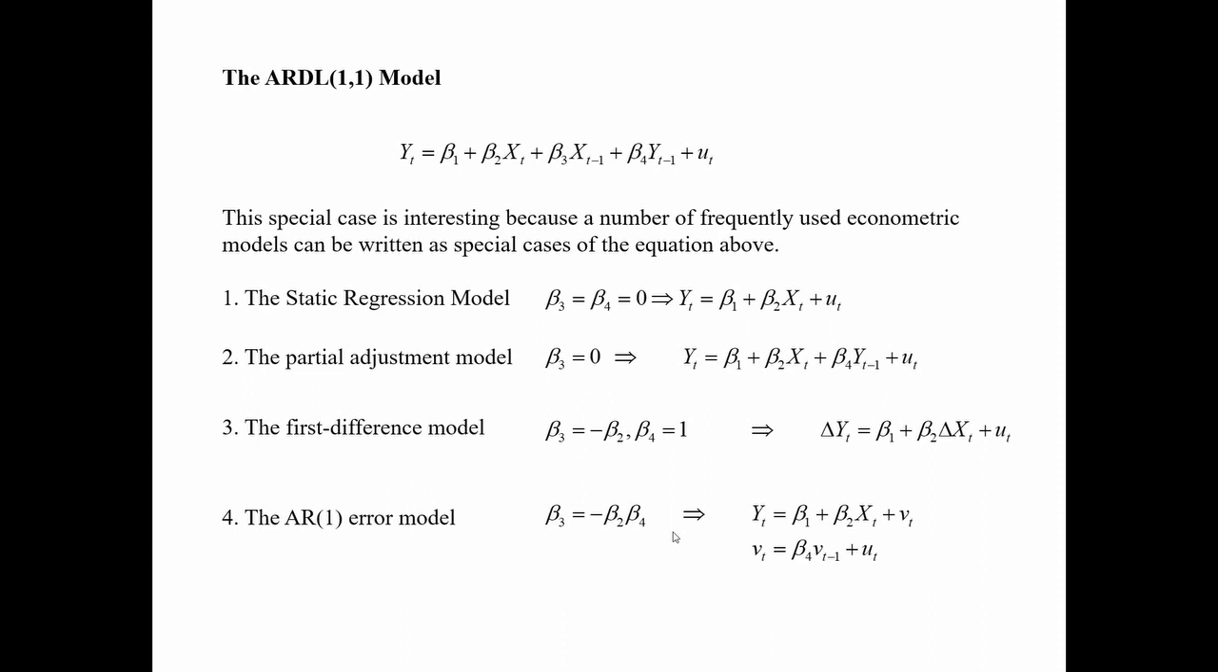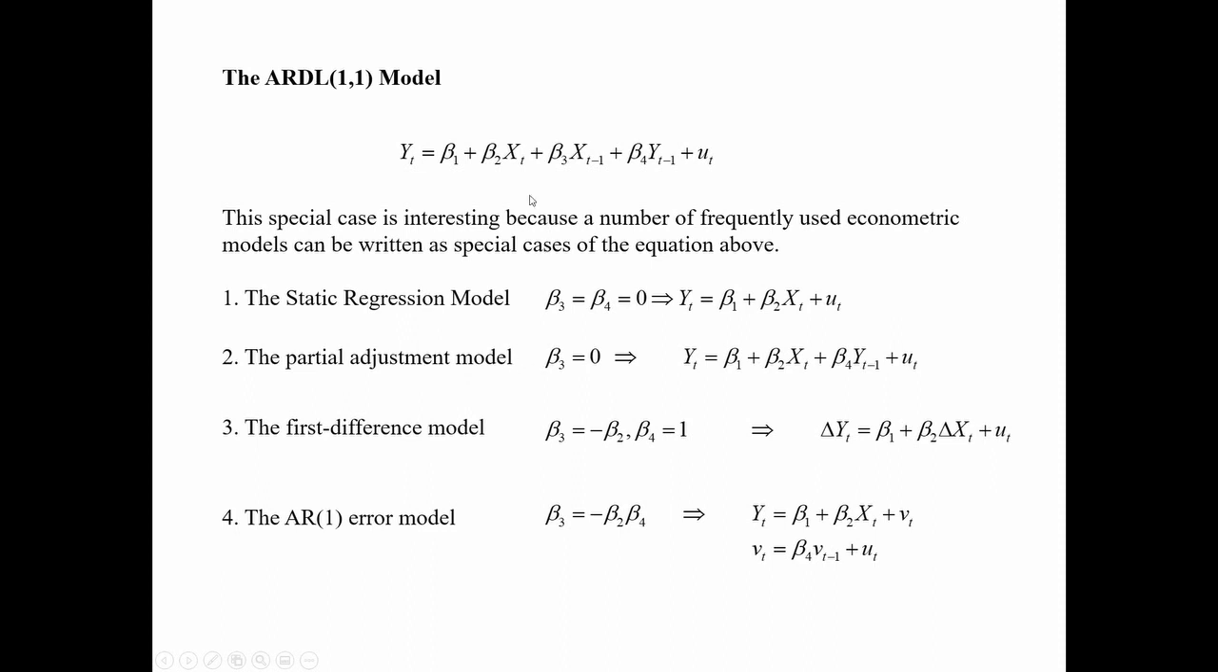So for example, let's take the ARDL 1-1 model. That's a model in which we've got one lag on x and one lag on y. We write it in this form here. There are a number of models that we've looked at on the course that are special cases of this. For example, the static regression model is obtained by setting beta 3 and beta 4 equal to 0. That would give us yt equals beta 1 plus beta 2 xt plus ut. Very familiar static regression model. So we could start by estimating this model and test the restrictions necessary to get us to this model.